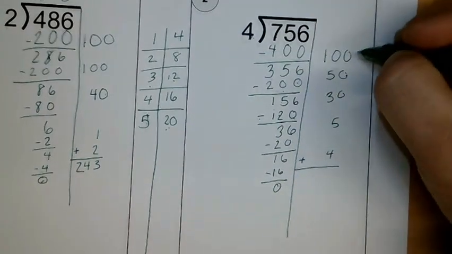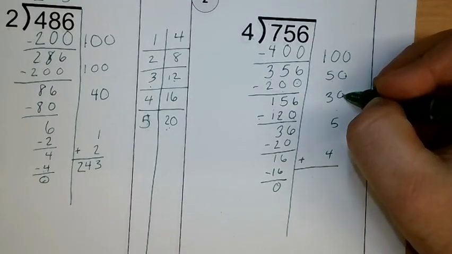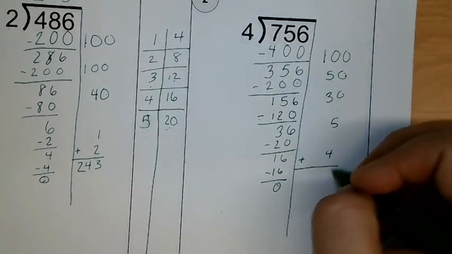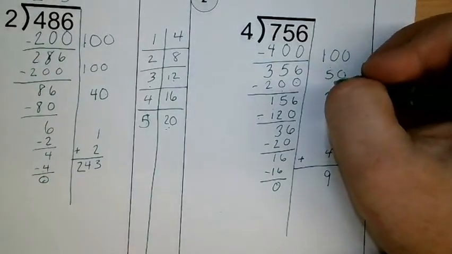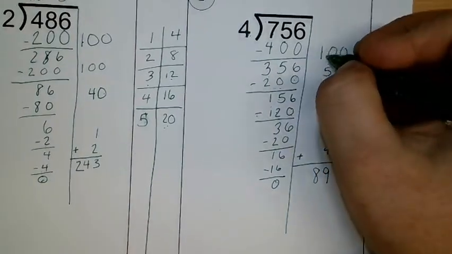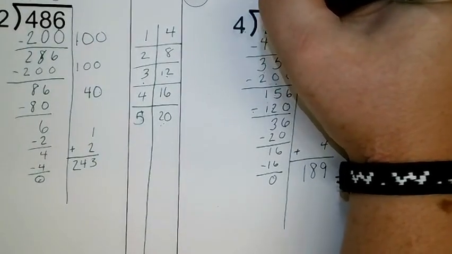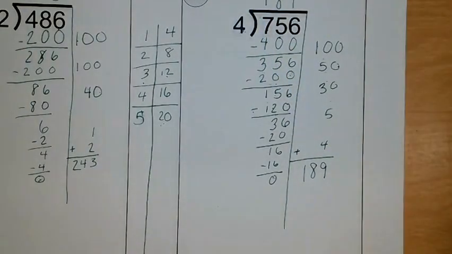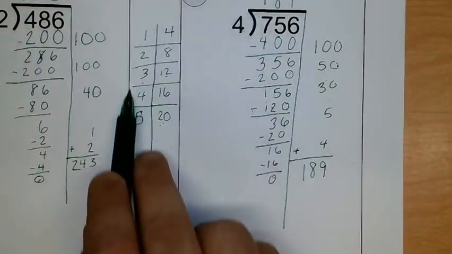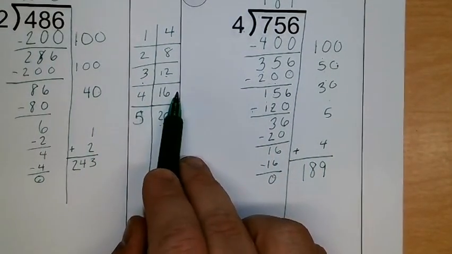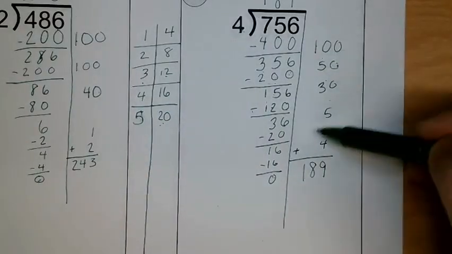I need to add up everything over here. So 0 plus 0 plus 0. 5 plus 4 is 9. 5 plus 3 is 8. And 1 plus nothing is 1. So the final answer here is 189. All right, 189.